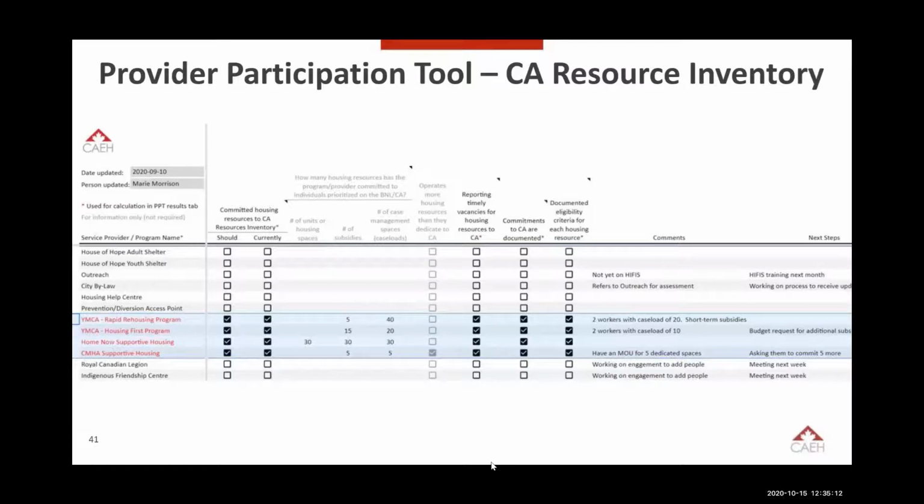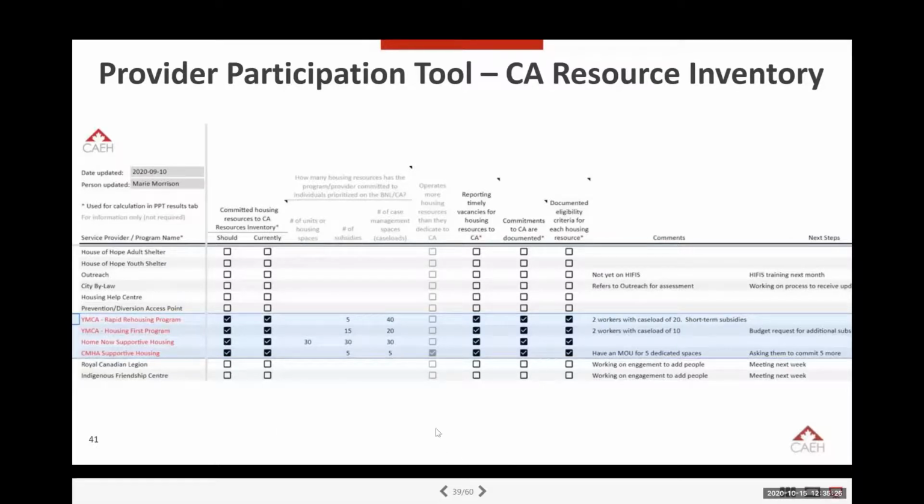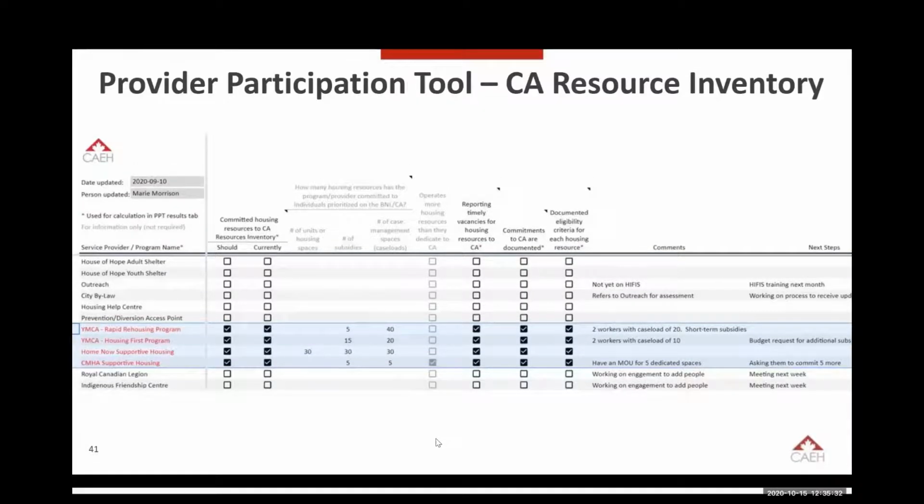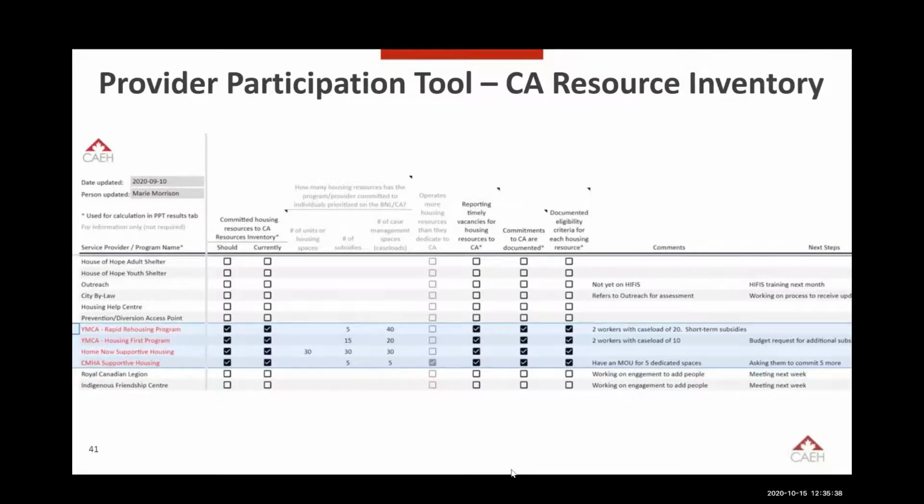So for the rapid rehousing program here, there are 2 workers that can each hold a caseload of approximately 20 people at any given time, so 40 total, and they have secured some short-term housing subsidies with that program. The Housing First program here has 2 workers with a caseload of approximately 10 people each for a total of 20 spaces, and again has some longer-term subsidies associated with that program. There is also a supportive housing building with 30 affordable units and on-site supports.